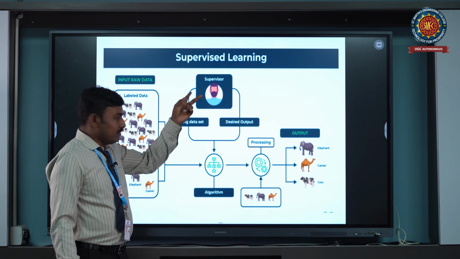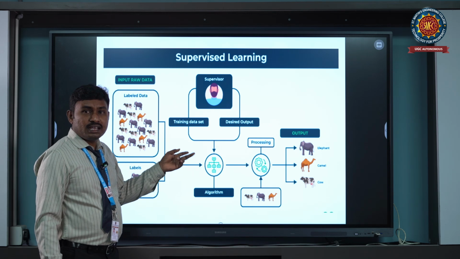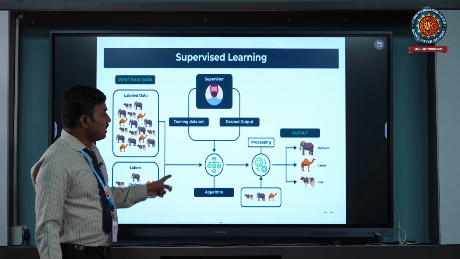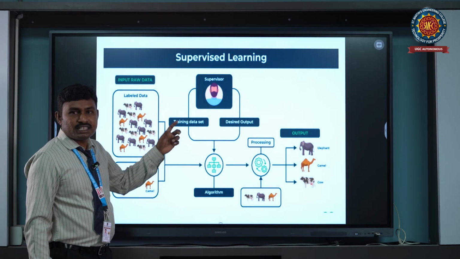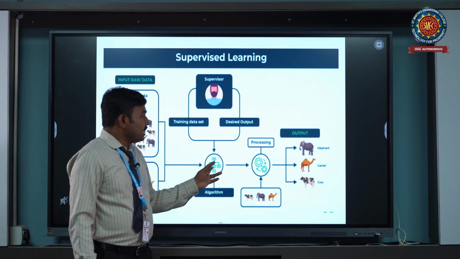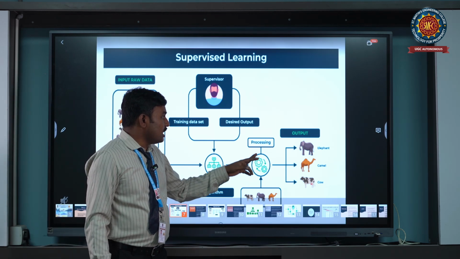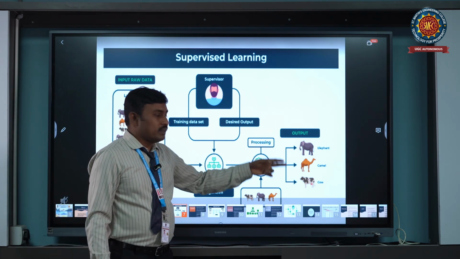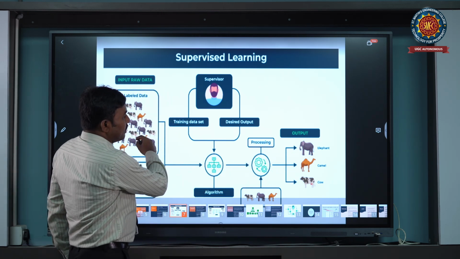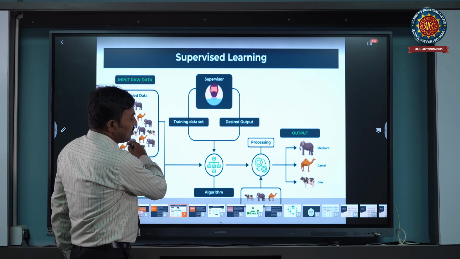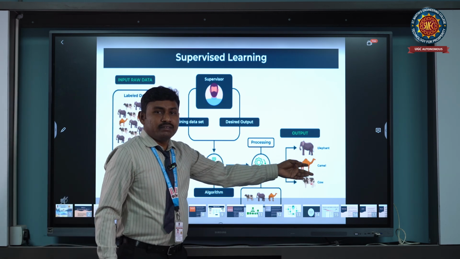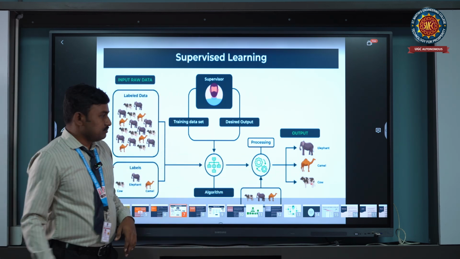The supervised model will select one algorithm based on the requirement or the problem. Based on that, it will select a classification or regression algorithm. The data will be processed, and after that we will get the output with labels. Here in the raw data we can find elephants, camels and cows. Finally, we get elephant, camel, cow separately with labels.